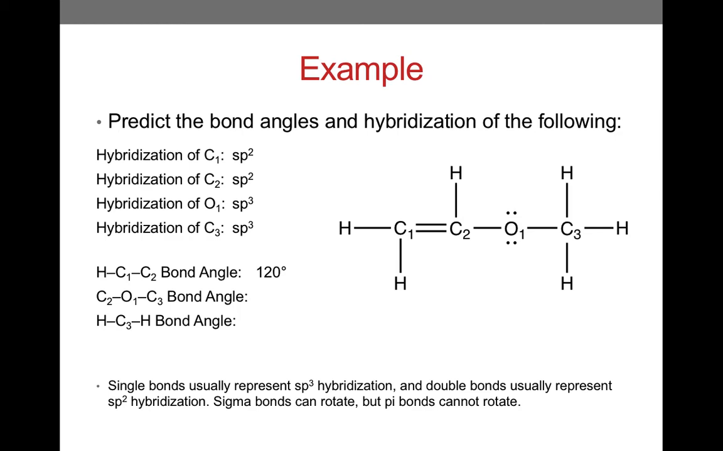What about the carbon 2, oxygen 1, carbon 3 bond angle? Oxygen 1 is the central atom, and it is sp3 hybridized. This means that the idealized bond angle is 109.5 degrees. Lastly, the hydrogen, carbon 3, hydrogen bond angle. Carbon 3 is sp3 hybridized, so the bond angle should be 109.5 degrees.